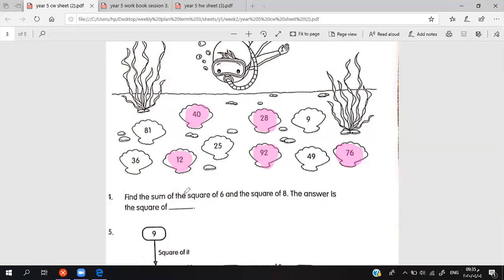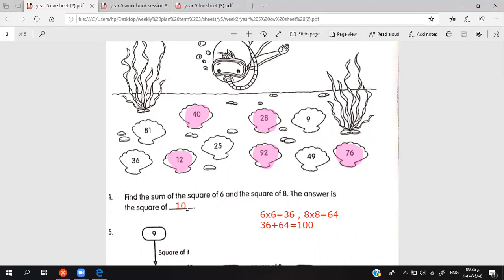It's very easy. Find the sum of the square of 6 and the square of 8. Okay, so let's first get the square of 6. 6 by 6 equals 36. And then the square of 8 is 8 times 8, which gives me 64. Now let's find the sum of the square of 6, which is 36, with the square of 8, which is 64. It's going to give me 100. He's saying that the answer is the square of what? This 100 is the square of what? It is the square of 10.